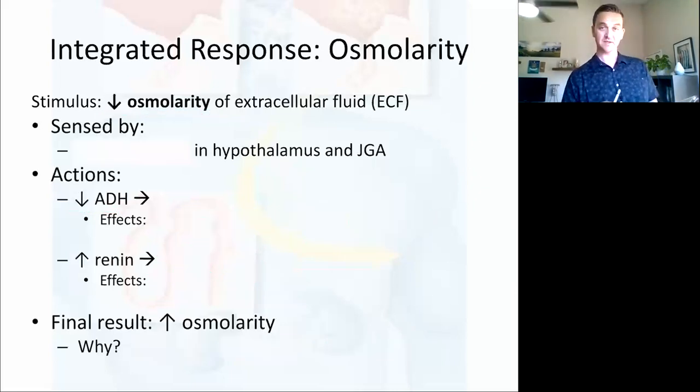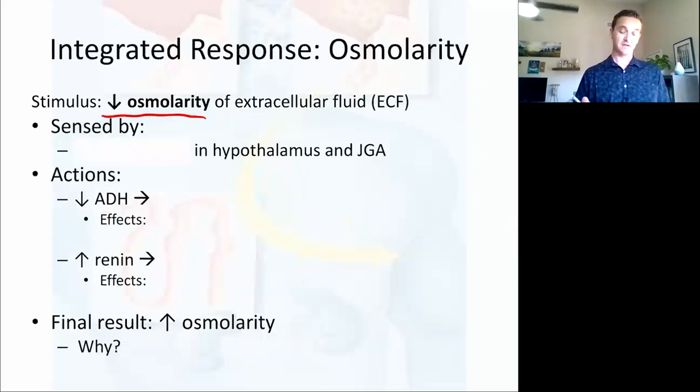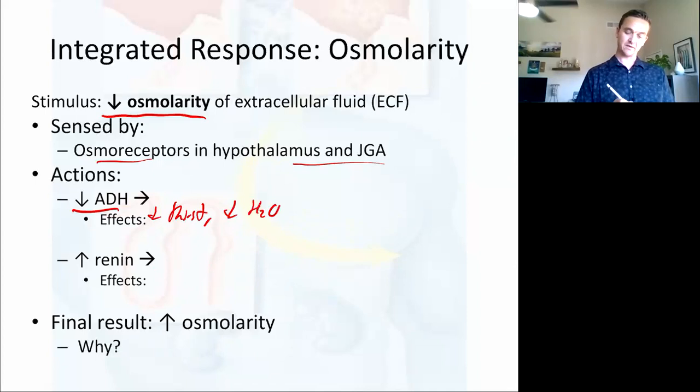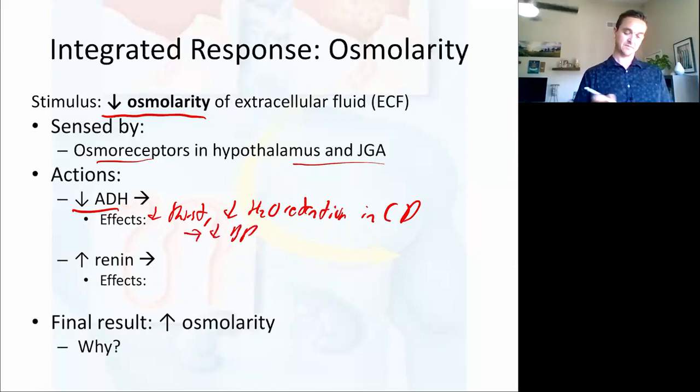All right, let's look at the next one. It's just going to be the opposite. Now we have a decrease in osmolarity of the blood, or sorry, the extracellular fluid. That's sensed by those osmoreceptors, hypothalamus, JGA, that's the same. And it's just going to be the opposite, right? Now we decrease ADH, so we decrease thirst, decreased water retention in the collecting duct, right? So we decrease blood pressure.